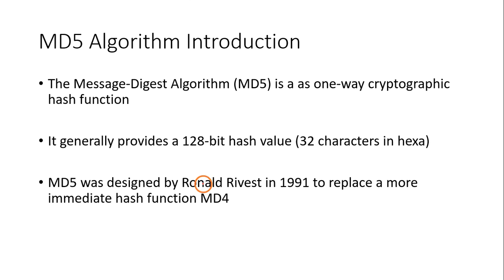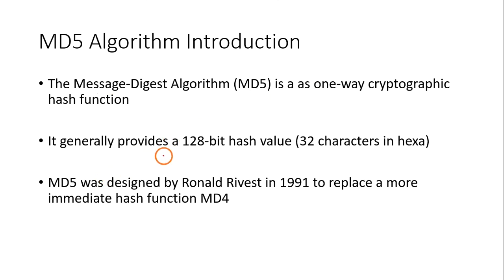Now, something about the MD5 algorithm. It is called the message digest algorithm, and you can think of 5 as the version. It is a one-way cryptographic hash function. That means from the input you can get the hash value, but if you have the hash value, you cannot get the input. That is called one way.